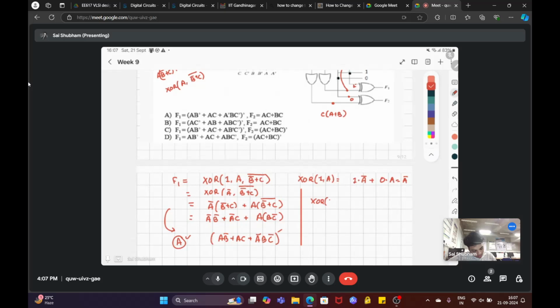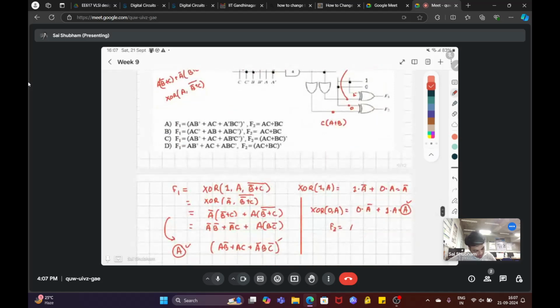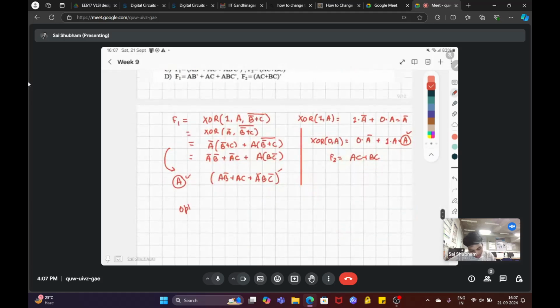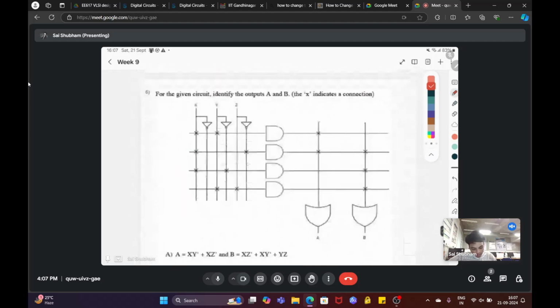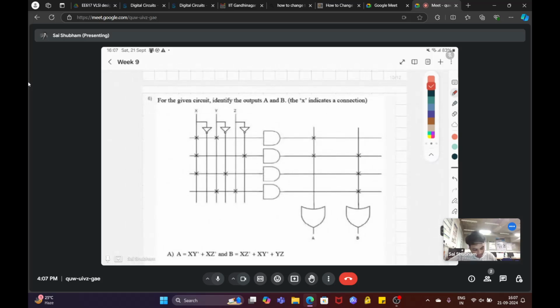XOR of 0 and A is 0 into A bar plus 1 into A, which is basically your A. So F2 is basically AC plus BC. So your answer is option A. Moving on to the next question. For the following given circuit, identify the outputs A and B.